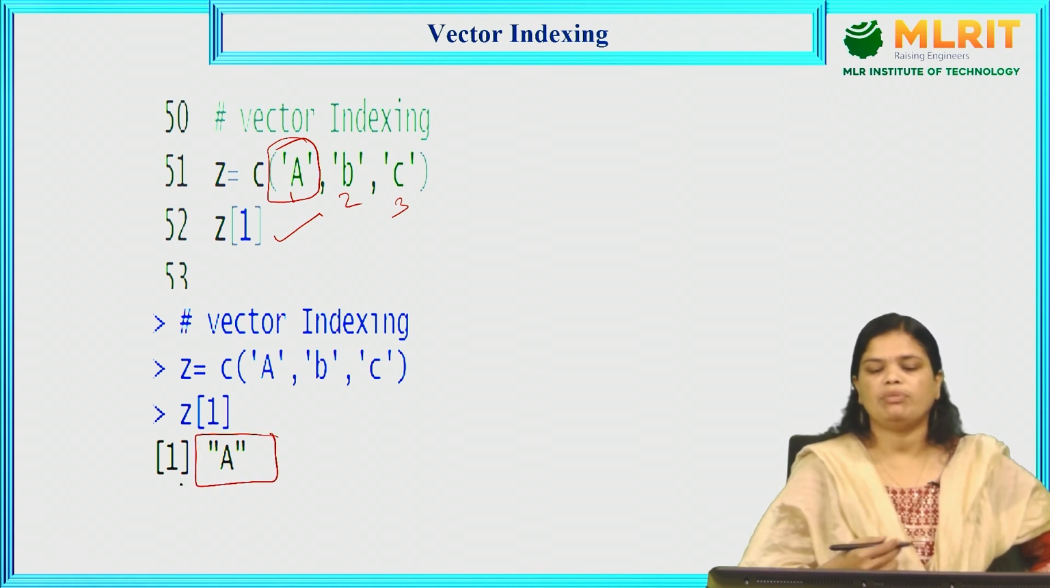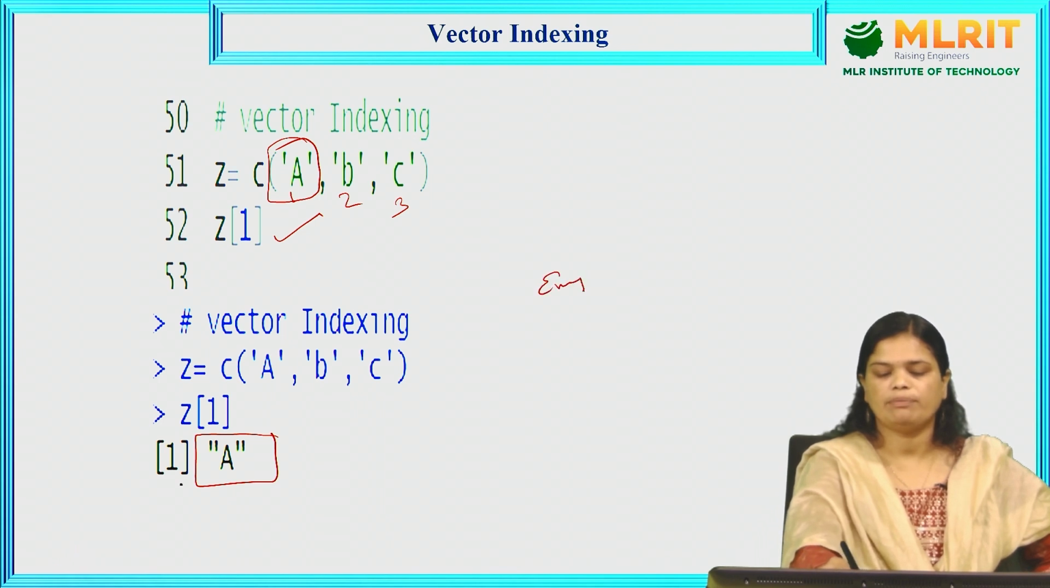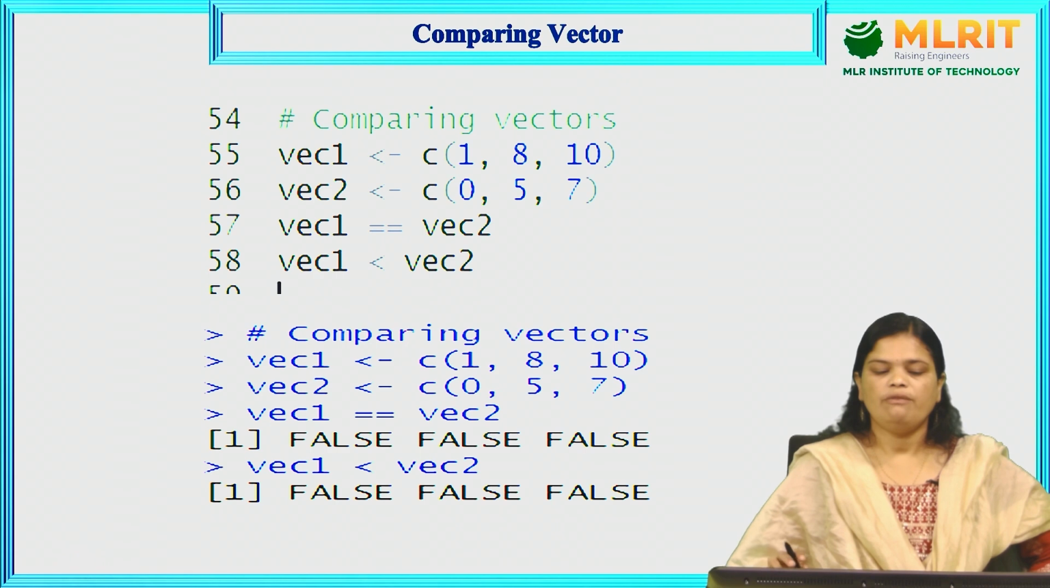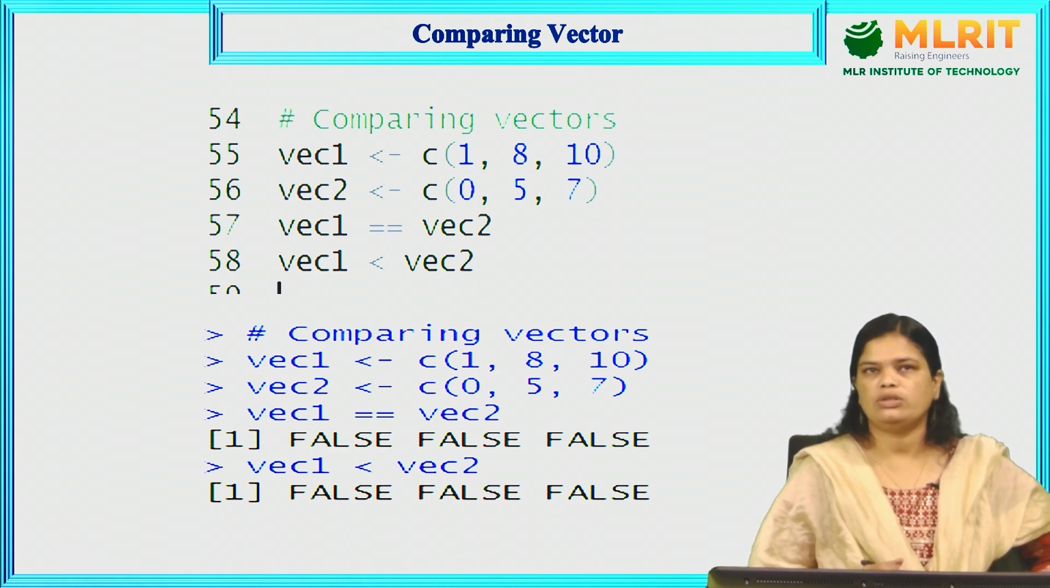In real time applications, what we do is we take the employee ID as an index and we store the data so that we can extract the data very easily with the employee ID. We can apply logical operations on a vector.